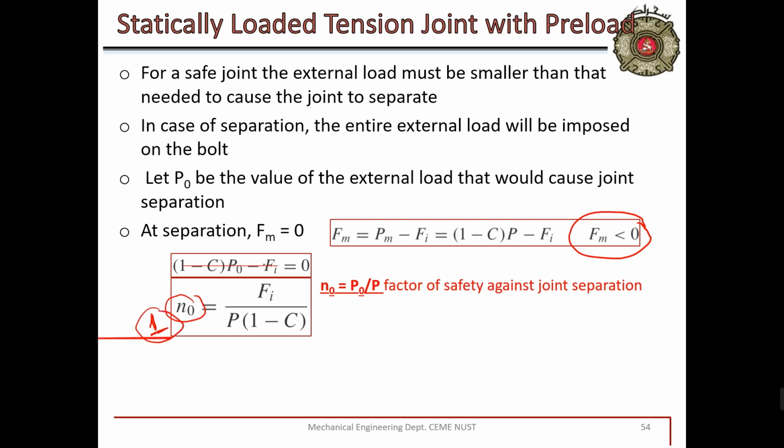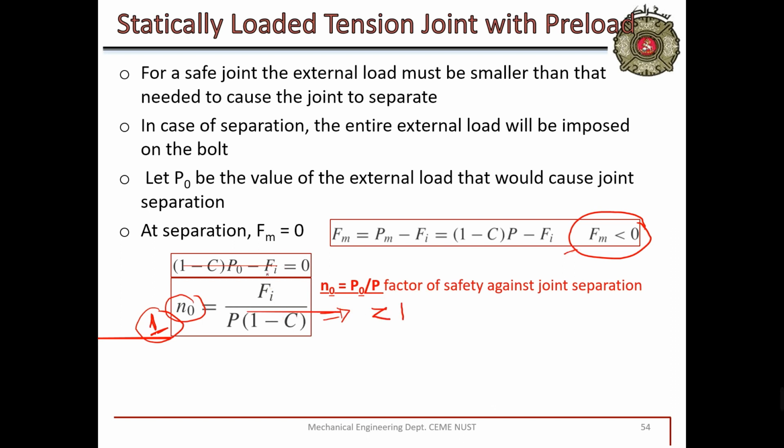If Fi is less than this value, it means that the joint is not safe, or in other words, Fm is positive. If Fm is positive, this value is greater than Fi, and this will give us a factor of safety less than 1. A factor of safety less than 1 means the joint has been separated.